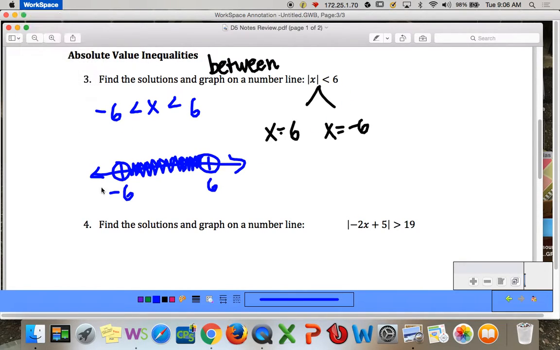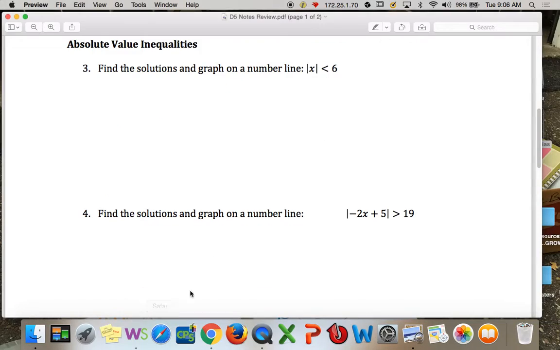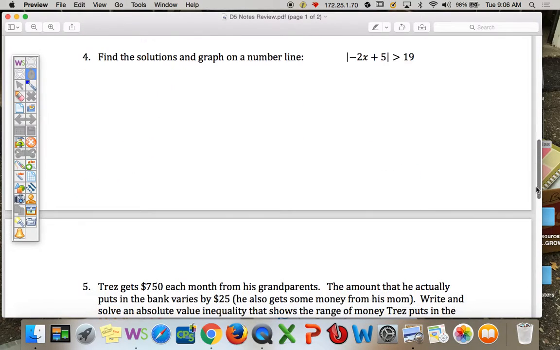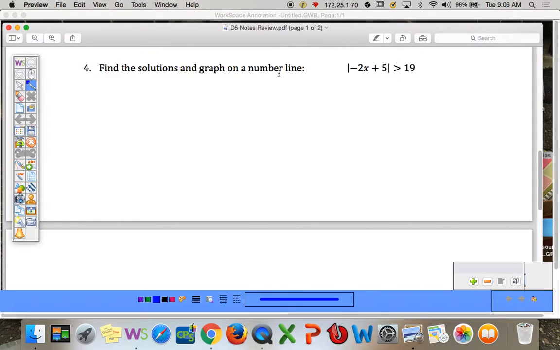My workspace quit, so I'll start it again. The next one is greater than, and if it's greater than, your answer is going to be beyond your numbers, or bigger than your biggest and smaller than your smallest number. So again, if it's greater than, this is going to be beyond.